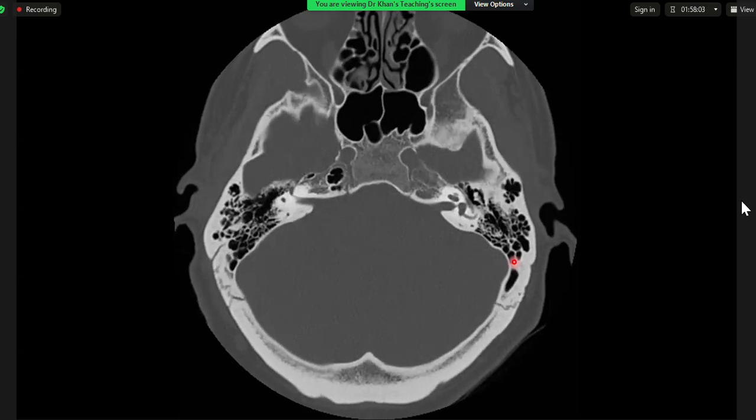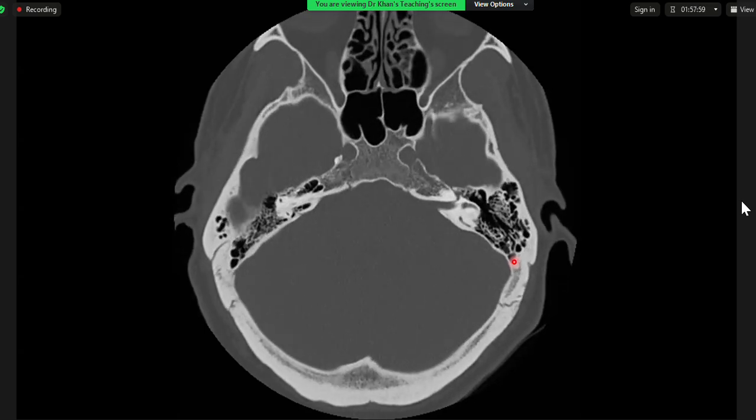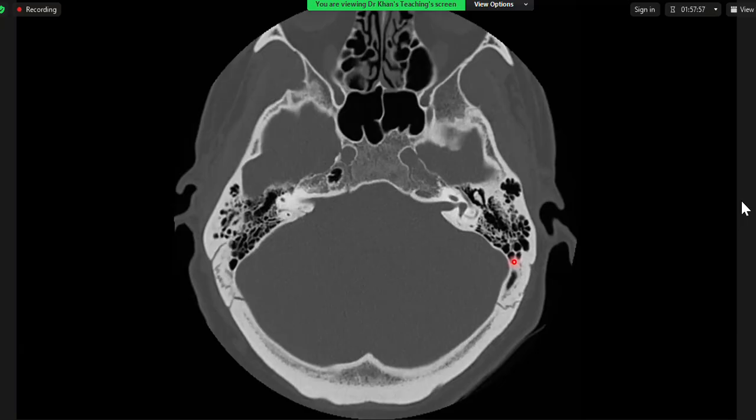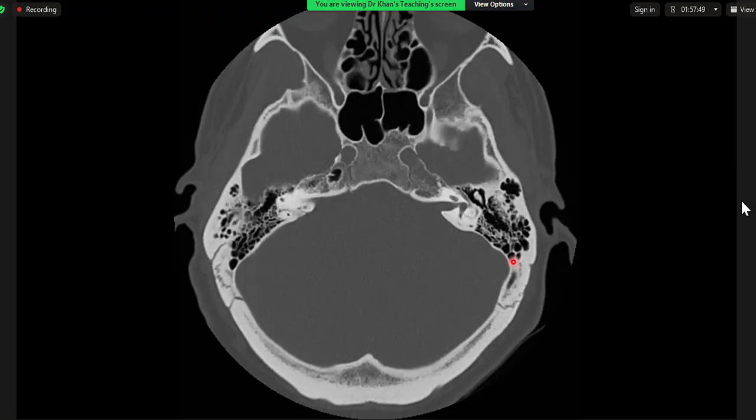So the cases which I show you are cases for the exam. Please also remember, the FRCR exam is not subspecialty level, but whatever I am teaching you, you have to know. And there is more. If you are a head and neck radiologist, then you might like to know more.